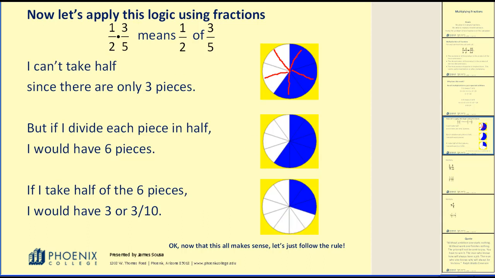Now, of course, it's much easier just to use the rule. If I take 1/2 and I multiply it by 3/5, if I multiply the numerators together, multiply the denominators together, of course, I would get 3/10. Okay, now that this all makes sense, let's look at a few more examples and let's just follow the rule.